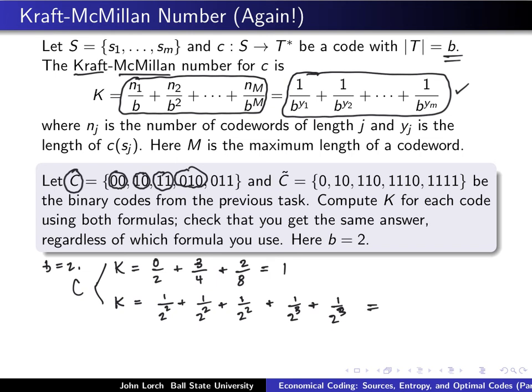And you might see that this portion of the sum corresponds to the 3/4 there, and that portion of the sum corresponds to the 2/8 there. And we wind up with exactly the same thing. So anyway, I think you get the point here about how to make these computations. So I'm not going to do the one for C tilde.